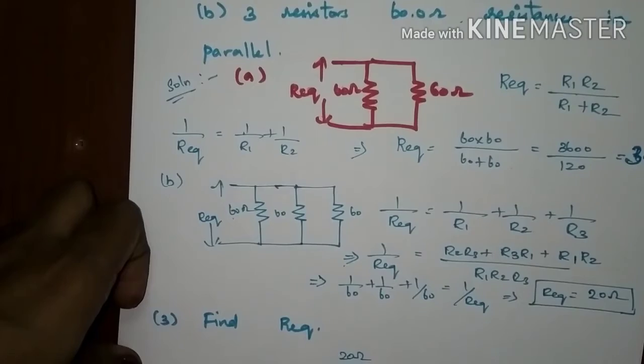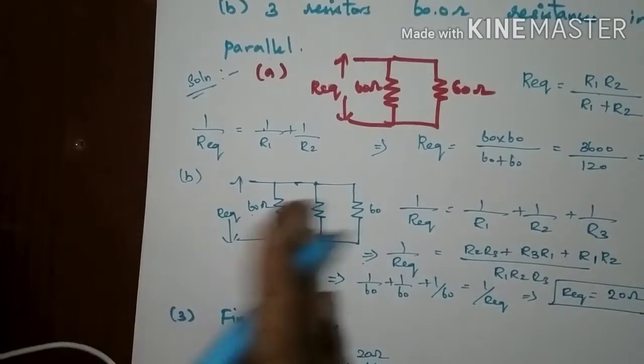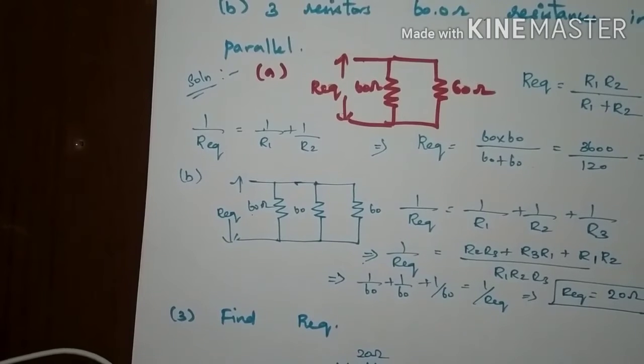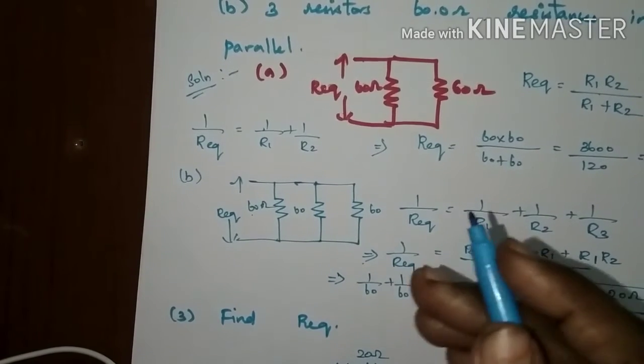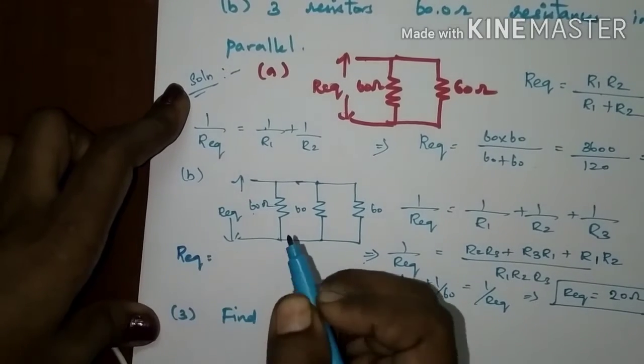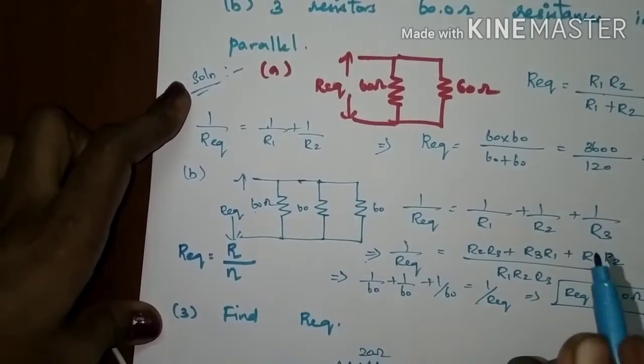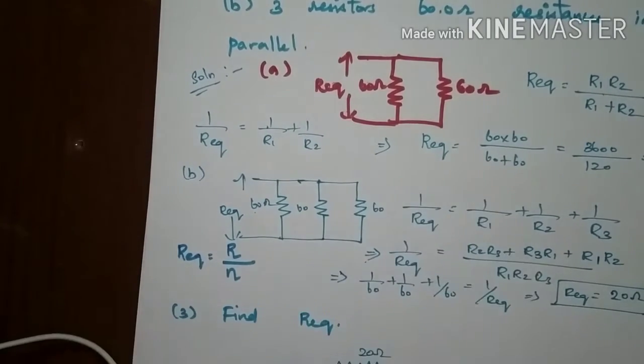So, we can make an identity that if n identical resistors are connected in parallel, then R equivalent can be given by the resistance R of each resistor divided by the number of resistors connected in parallel.